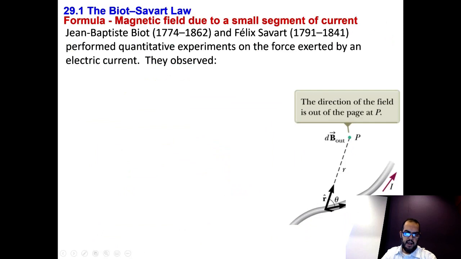After this, in 1800, Jean-Baptiste Biot and Félix Savart, both of them French physicists and mathematicians, performed quantitative experiments to determine the strength of the magnetic field due to an element. So if you have, for example, an element ds and the current flowing through here, and you have your point P at a distance r from the element of current, and this is a unit vector r. They performed experiments and found the following observations.